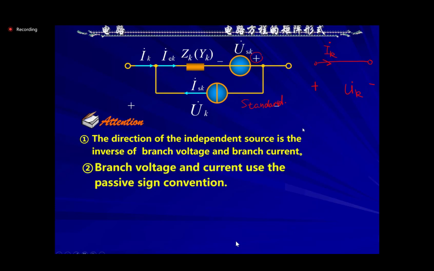This is the meaning. The branch voltage and the branch current use the passive sign convention. Passive sign convention means for a 2-terminal network, if we assume the positive and negative pole of the voltage, the current flows from the positive to negative. So for this part, the voltage and the current direction follow the passive sign convention. The current flows from the positive to negative. This is passive sign.